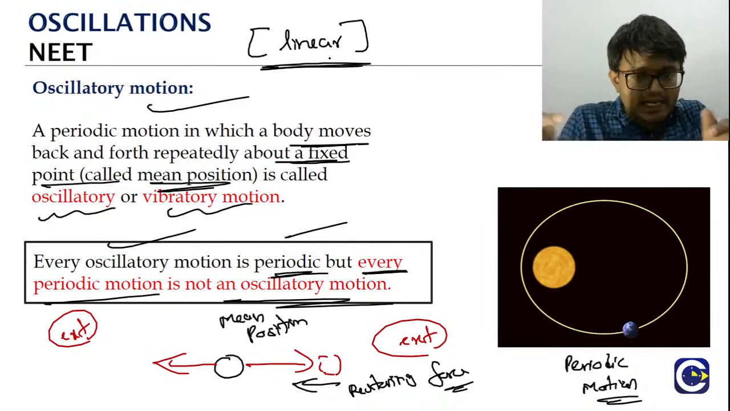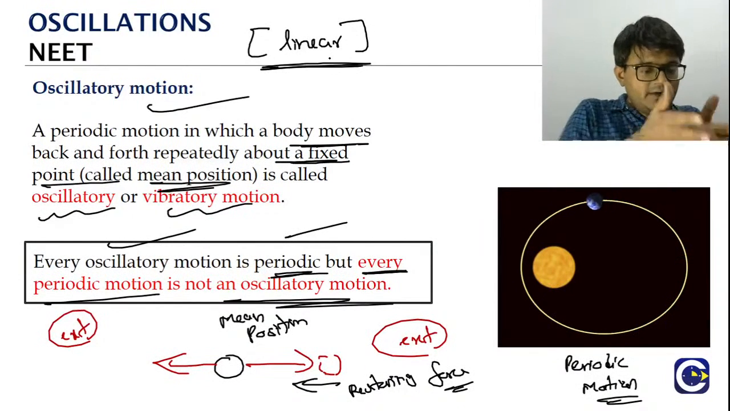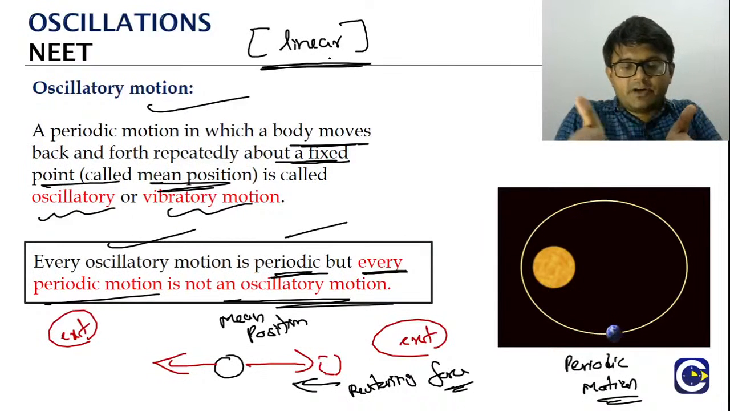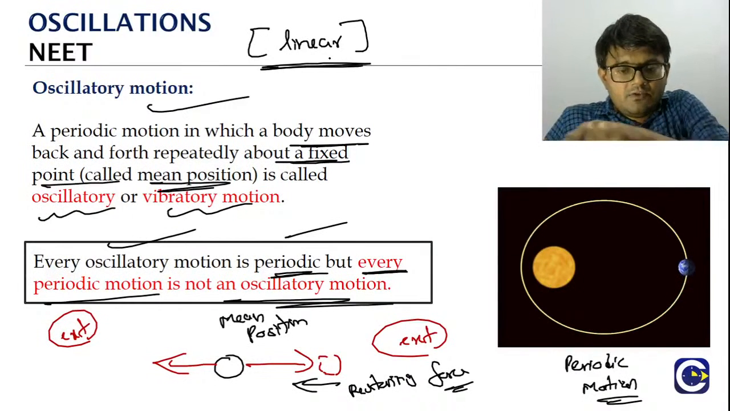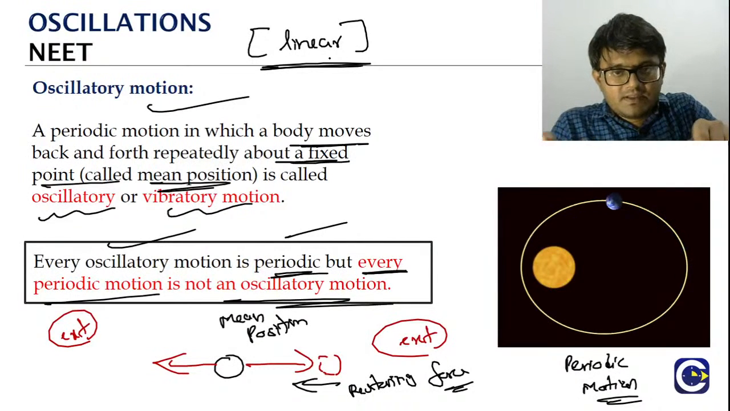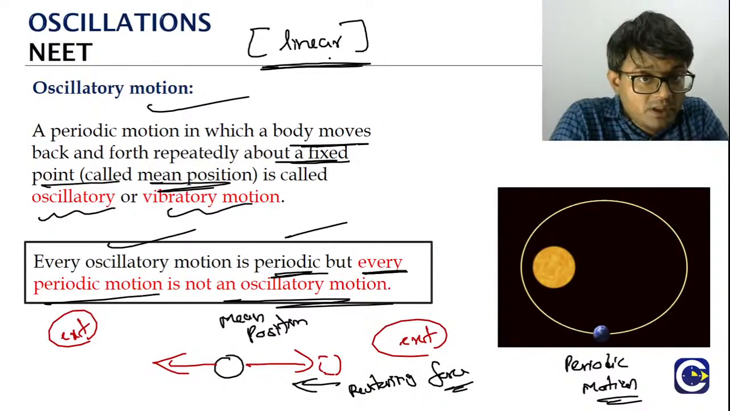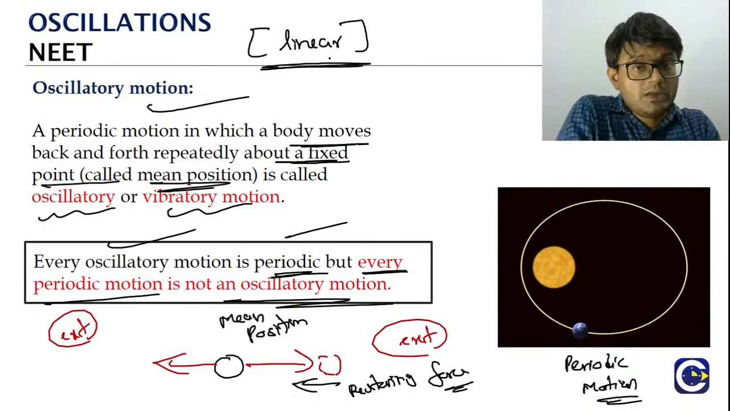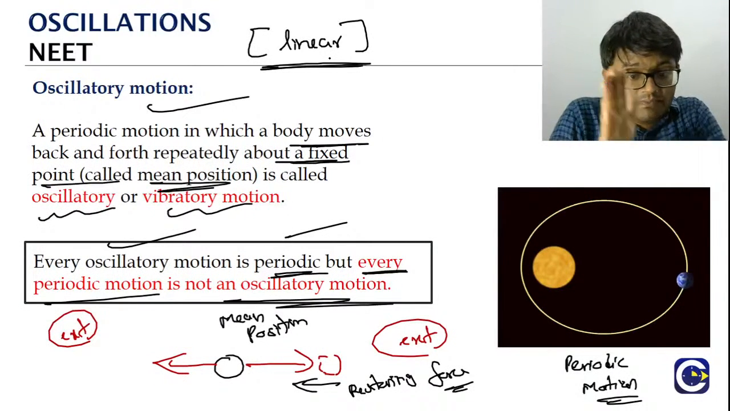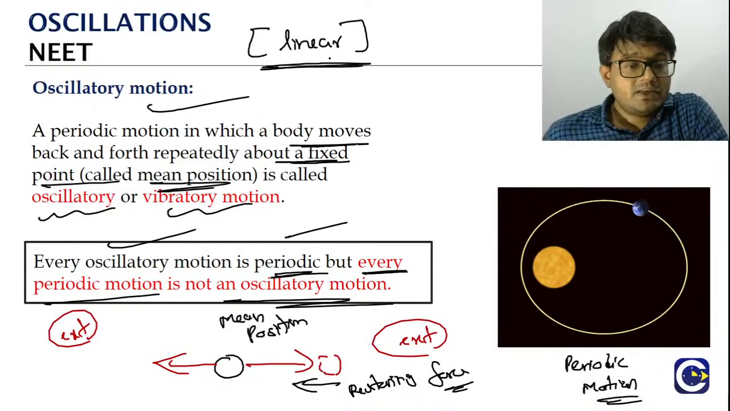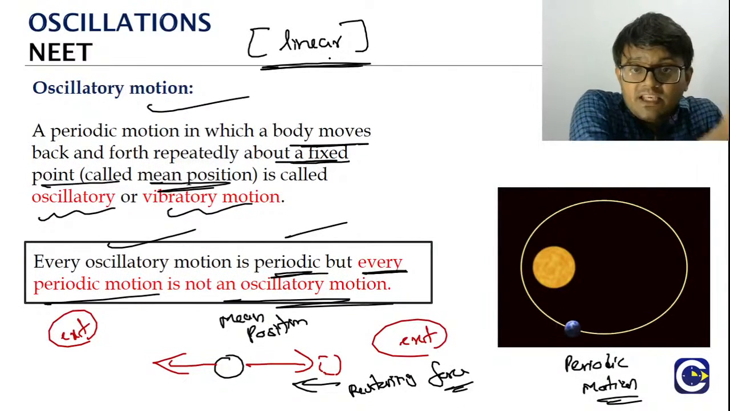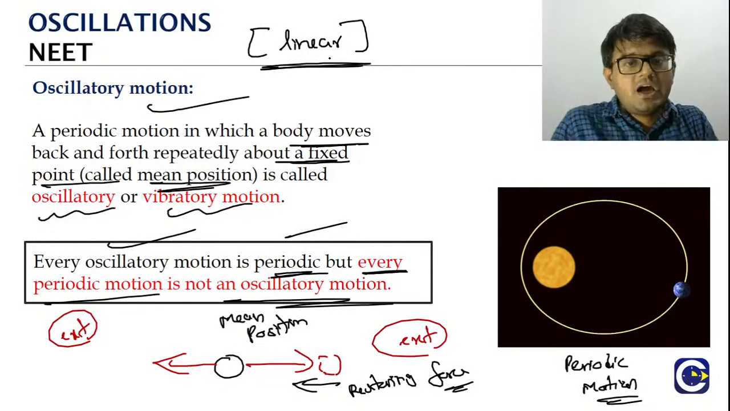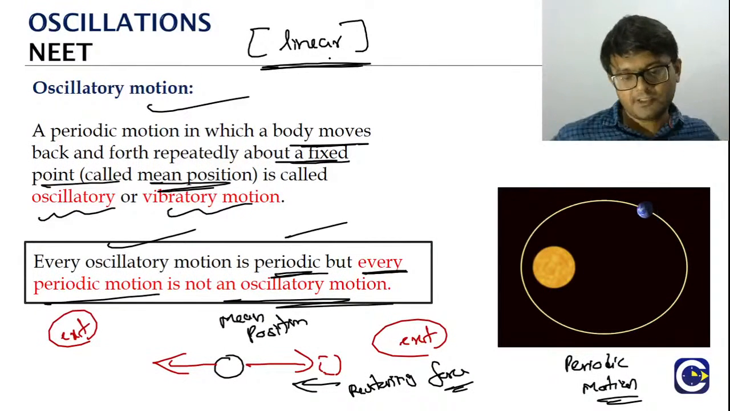In the linear oscillation case, there must be a force acting towards the mean position. If the particle is on the right side, the force must be acting to the left, trying to bring the particle back to the mean position. We call this the restoring force. If the particle is going to the left side, then the restoring force will be to the right side. The restoring force will always be towards the mean position.